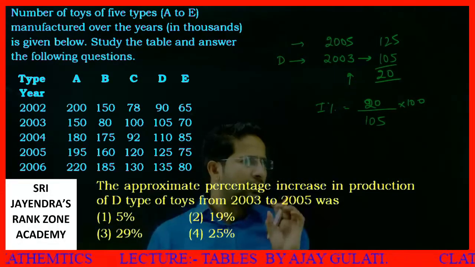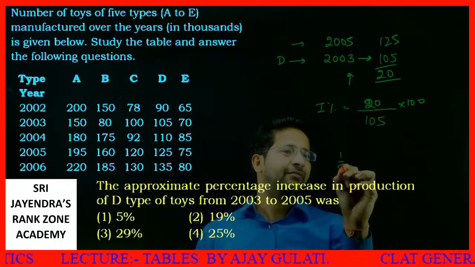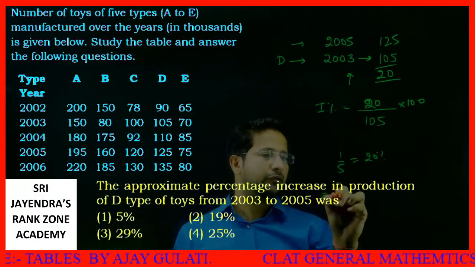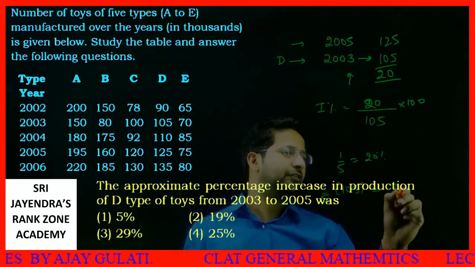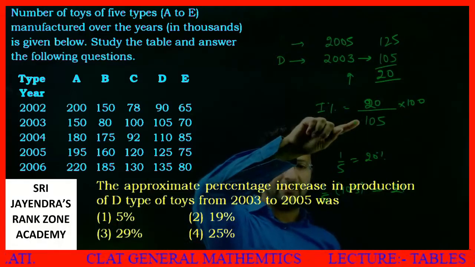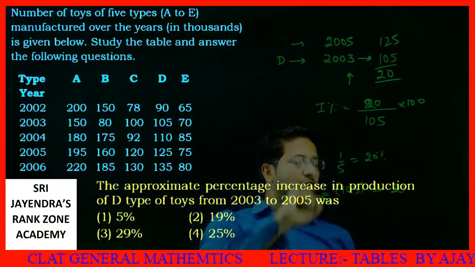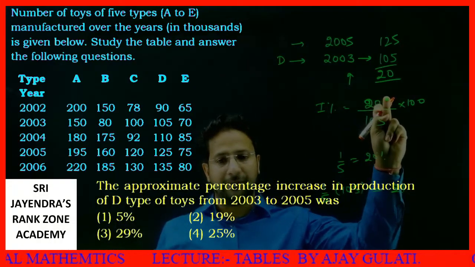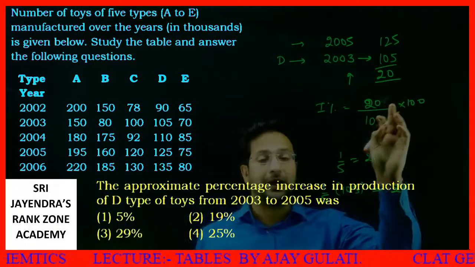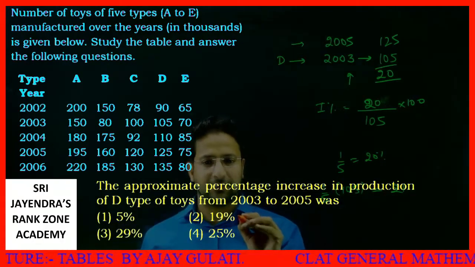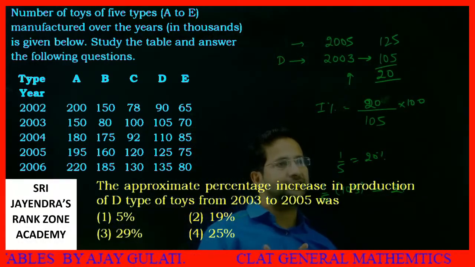See, one thing, students, what does 1 by 5 mean? 1 by 5 means 20%. So what is 1/5 of 105? 1/5 of 105 is 21. If this value is 21, it becomes 1 by 5. So if this value is 21, my answer would have been 20%. But this is less than 21, so my answer will be a little less than 20%. How many options are a little less than 20%? That is 19%. This is your answer.